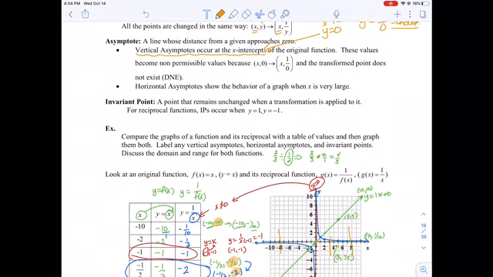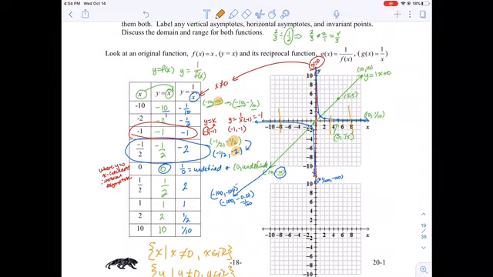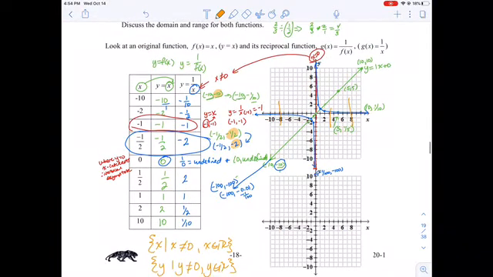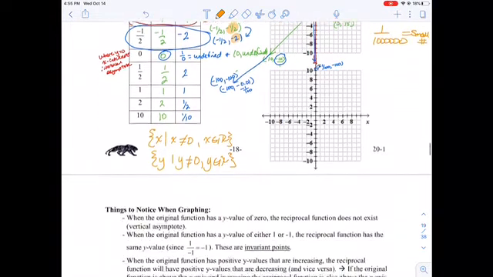Horizontal asymptotes show the behavior of a graph when x is very large. So if I were to put a very, very huge number in this function, for 1/x, if I put like 1,000,000, I'm going to get a very, very small number. So if x is 1,000,000, I'm going to get a very, very tiny number. It's going to be way over here. It's almost going to be touching my x-axis, but it won't. And the same thing on the negative side. If I put a very, very large negative number, I will almost touch the x-axis, but I won't.